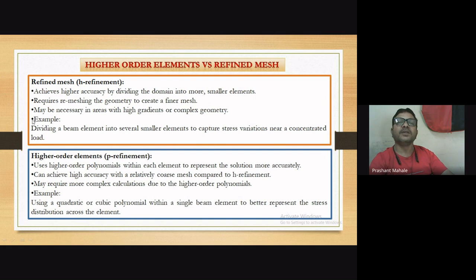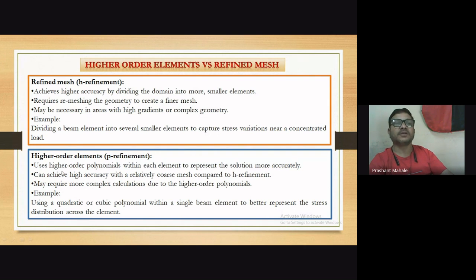What is the example? The example is dividing a beam into several smaller elements to capture stress variation near concentrated loads, right? So we are just going to increase the number of elements in this case when we are going to refine the mesh.